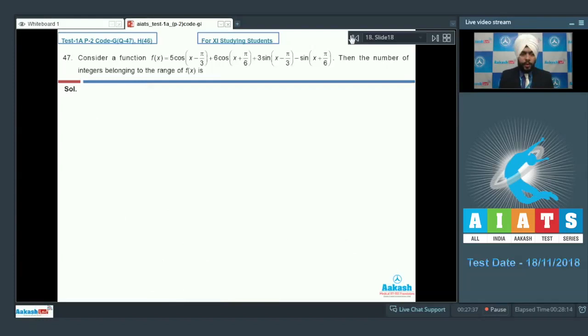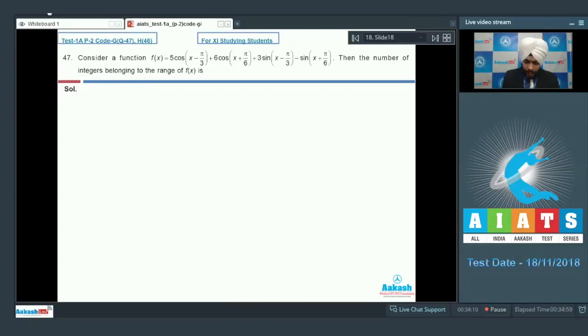Okay students, so let us talk about question number 47. Consider a function f(x) equal to 5 cos(x minus pi by 3) plus 6 cos(x plus pi by 6) plus 3 sin(x minus pi by 3) minus sin(x plus pi by 6). Then the number of integers belonging to the range of f(x) is. We know that the range of a cos theta plus b sin theta lies from minus under root of a square plus b square to plus under root of a square plus b square. So we have to combine the alike terms. Okay, what is the answer?